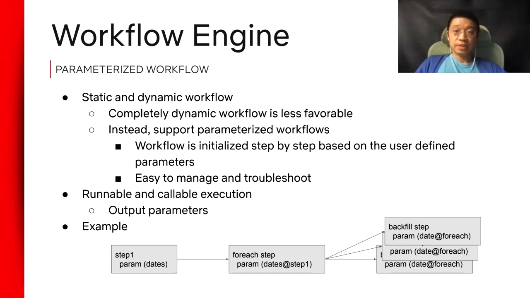Here is an example of a backfill workflow with 3 steps. In step 1, the user computes the backfill ranges and returns the dates back to the engine. Next, the foreach step uses the dates from step 1 to create foreach jobs. Finally, in each of the backfill jobs, it gets the date from the foreach and backfills the data based on it.